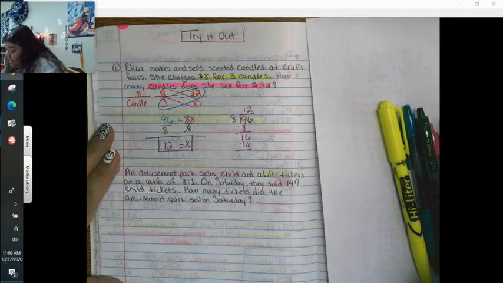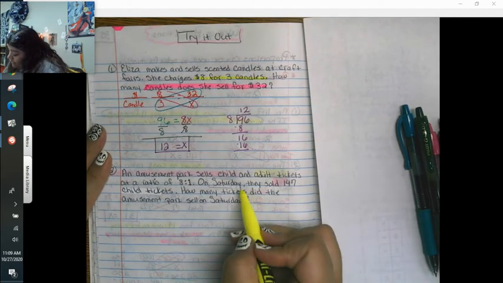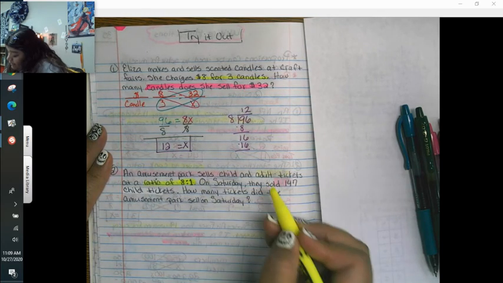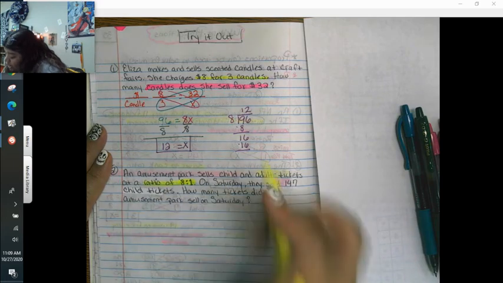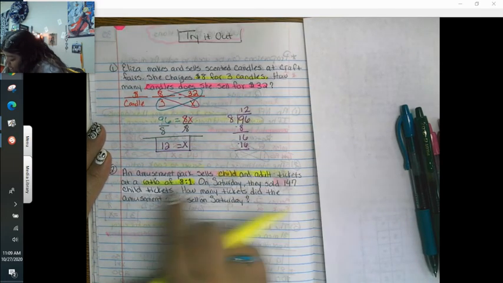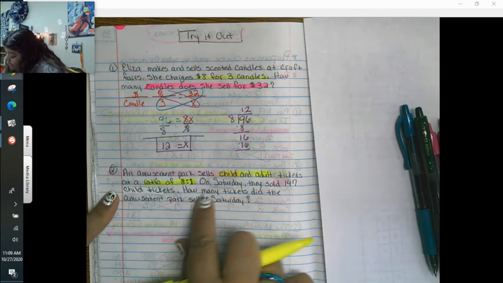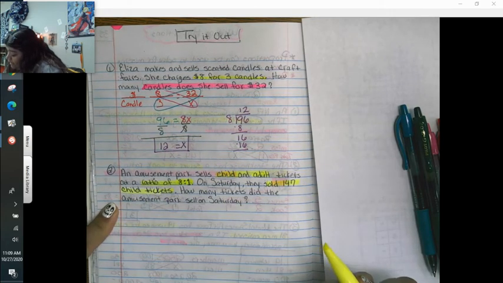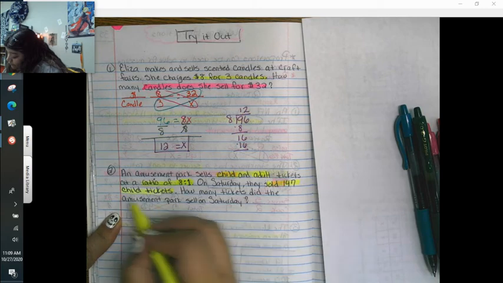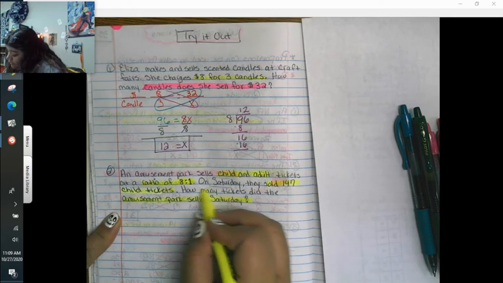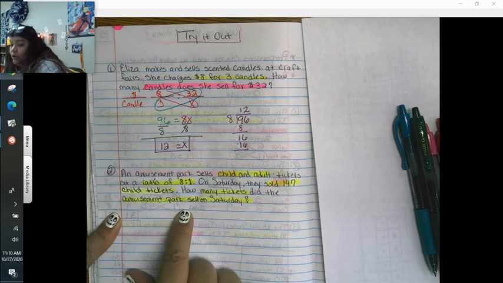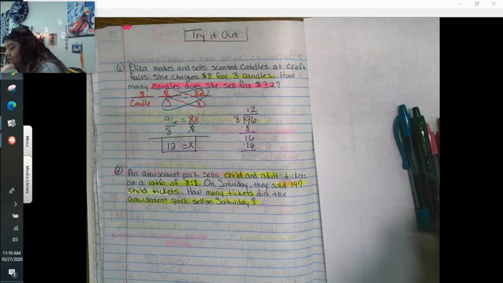Okay, let's look at the next one. An amusement park sells child and adult tickets at a ratio of 8 to 1. Okay, here's my ratio of 8 to 1. Let me look at the sentence. An amusement park sells child and adult. So that tells me child, adult. On Saturday, they sold 147 child tickets. How many tickets did the amusement park sell on Saturday? It didn't say how many adult tickets. It didn't say how many child. They gave me the child here. So this means they want to know how many total. Hopefully you caught that.